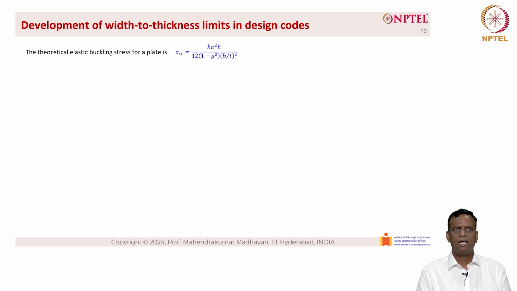The theoretical elastic buckling stress for a plate is given as sigma critical equal to K into pi square E divided by 12 into 1 minus mu square into B by T the whole square. And if sigma critical by sigma y is defined as 1 by lambda sub c square, the above equation becomes lambda sub c equal to B by T into root of sigma y into 12 into 1 minus mu square divided by pi square E into K.